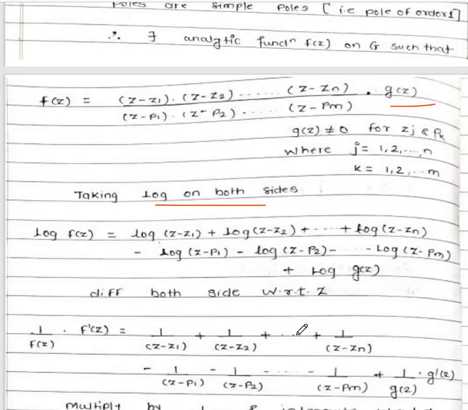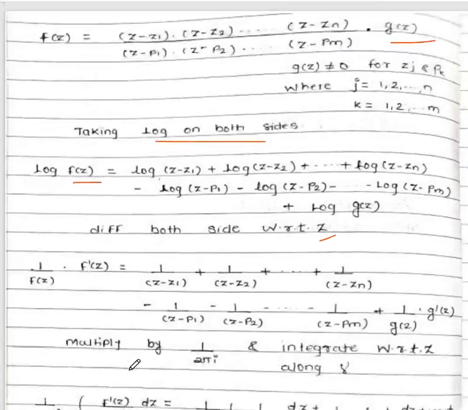Now we will differentiate this equation with respect to z. The derivative of log f of z is 1 upon f of z into the derivative of f of z, that is f dash of z.